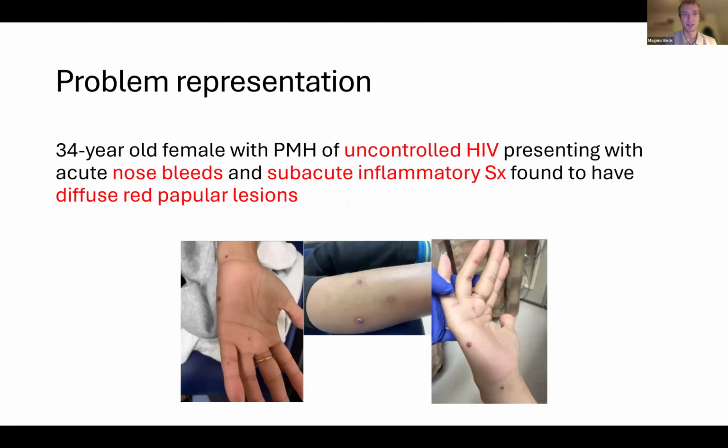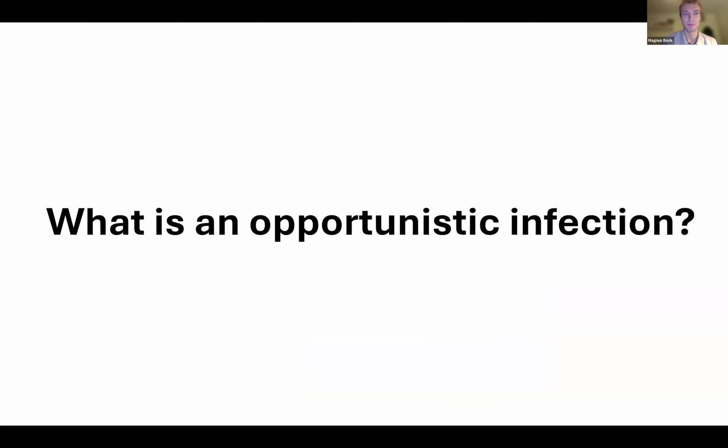So the case started with a 34-year-old female with a past medical history of uncontrolled HIV who presented due to acute nosebleeds and also subacute inflammatory symptoms in the form of weight loss, fever, and night sweats. And she was also found to have these diffuse red papular lesions. So the first question I have for you guys is: what is an opportunistic infection? How do you think about that concept? So please put your answer in the chat if you can.